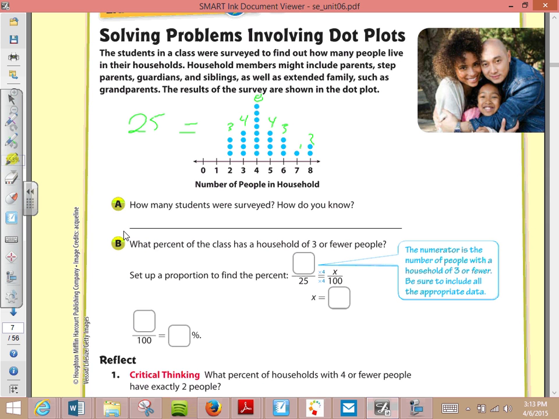What percentage of the class has a household of 3 or fewer people? What do you do here? Oh, it's three, two, and one, and then you add all of them. Yeah, you add all that. We're looking at percentages. So let's hold it there. How many people were 3 or less? Seven. 7, right? 7 people out of how many?